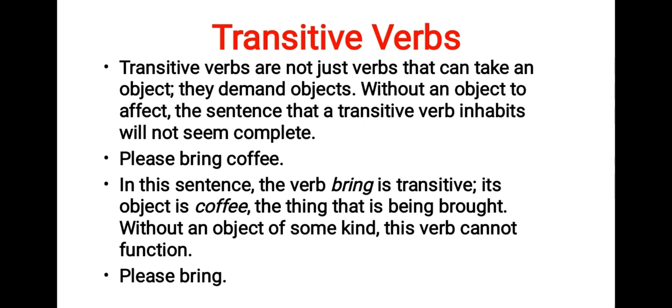For example, please bring coffee. In this sentence, the verb bring is transitive. Its object is coffee, the thing that is being brought. Without an object of some kind, this verb cannot function. For example, if we say please bring, so bring what? हमारे पास sentence completely समझ नहीं आता कि please bring, तो हमारे पास bring what? हम क्या लाएं? तो this is a transitive verb because it needs an object to convey its complete meaning.